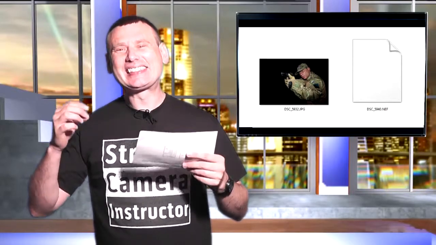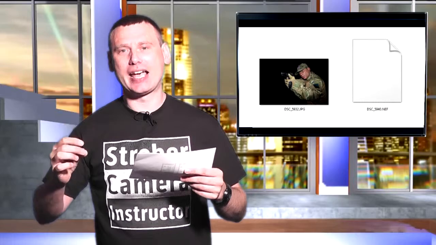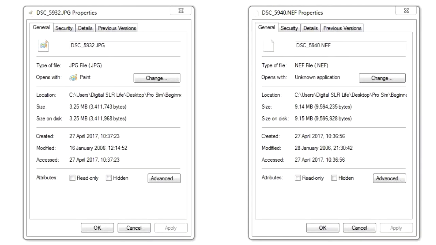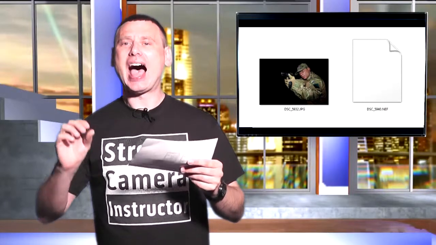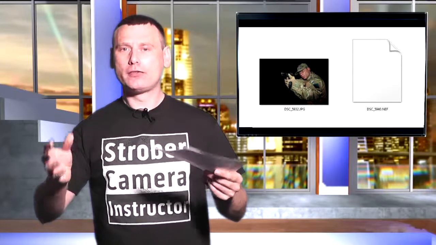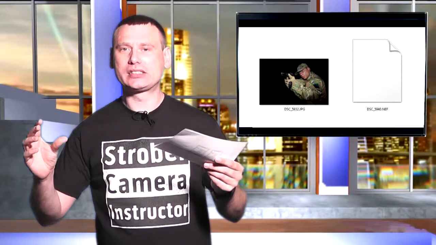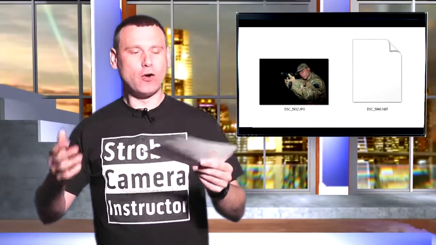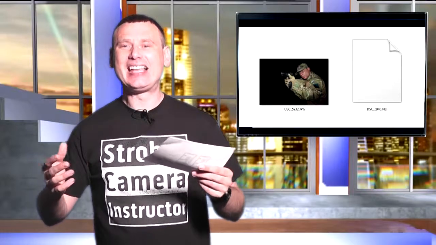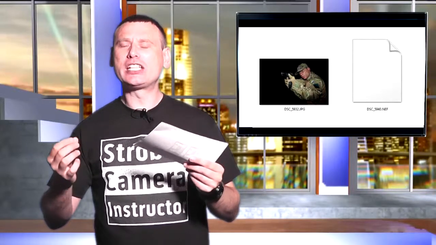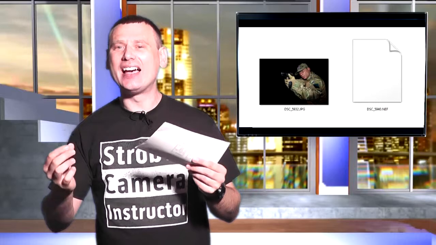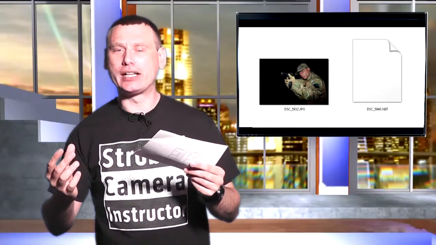So what is exactly the main difference then between the RAW format and the JPEG format? Well, the main difference is that JPEG is compressed and RAW format is uncompressed. This is why the RAW file is so much bigger in size than the JPEG, because it contains a lot more data and a lot more information about the photograph.